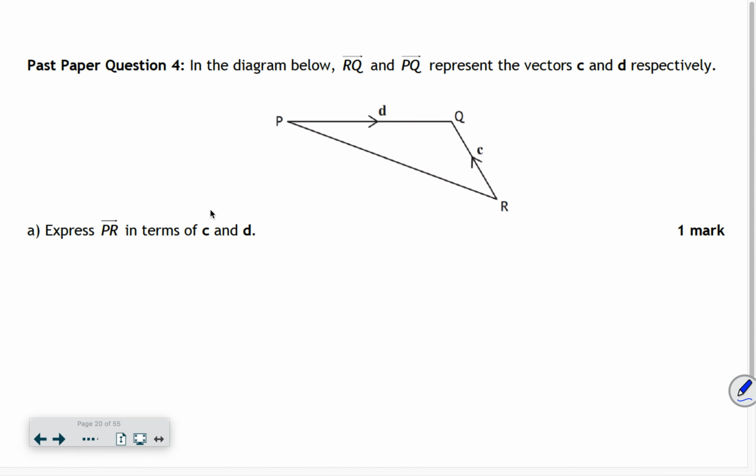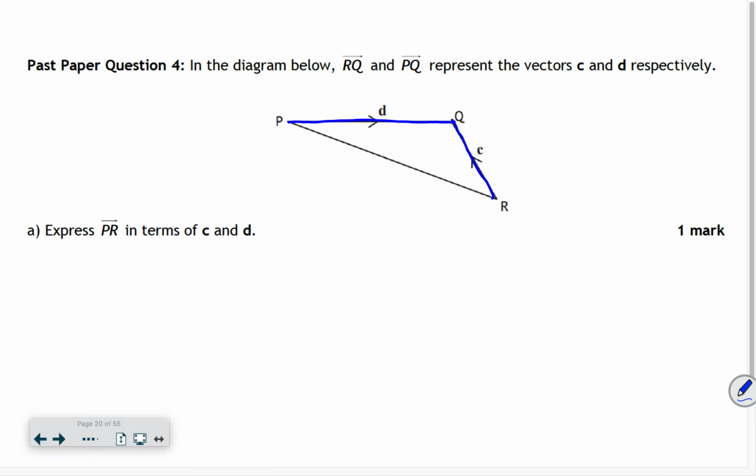And finally, past paper question 4. In the diagram below, vectors RQ and PQ represent the vectors C and D respectively. Find PR in terms of C and D. Okay, so to go from P to R, let's use the vectors we already know. So that's the same as going from P to Q, which is vector D, and then from Q to R, which is against the grain of vector C, so it's going to be vector negative C.